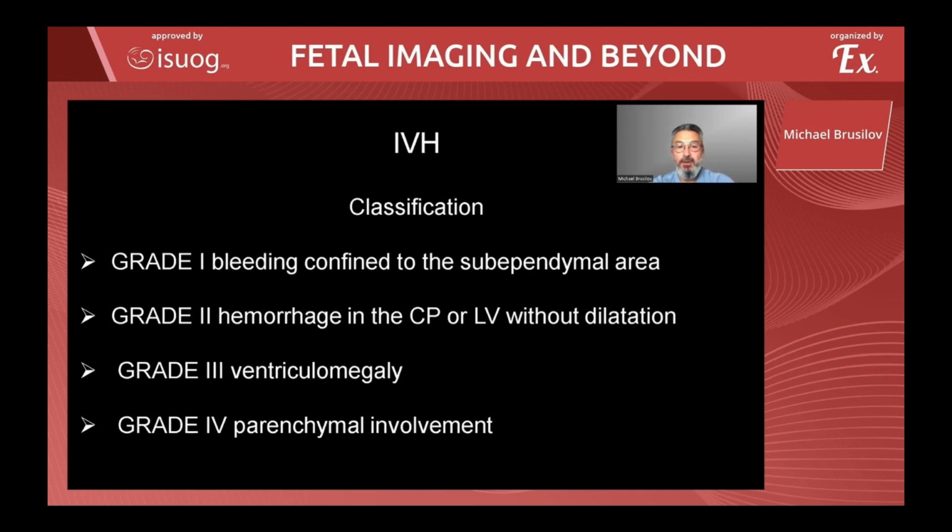Now we will speak about IVH. Classification of IVH: grade 1, bleeding confined to the subependymal area; grade 2, hemorrhage in the choroid plexus or lateral ventricle without dilatation; grade 3, ventriculomegaly; and grade 4, parenchymal involvement.